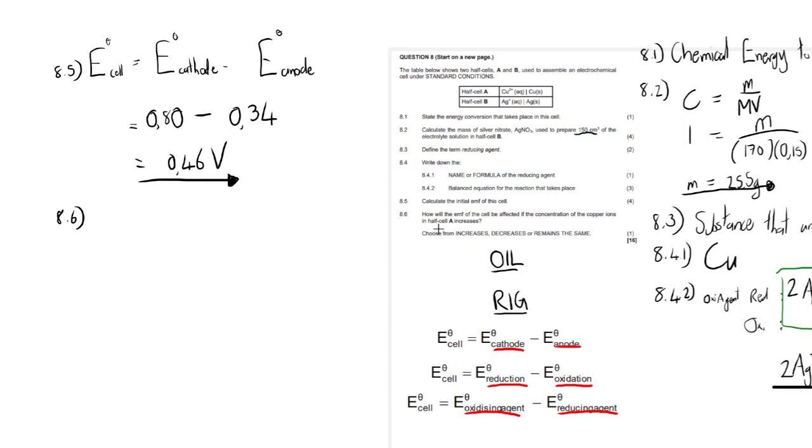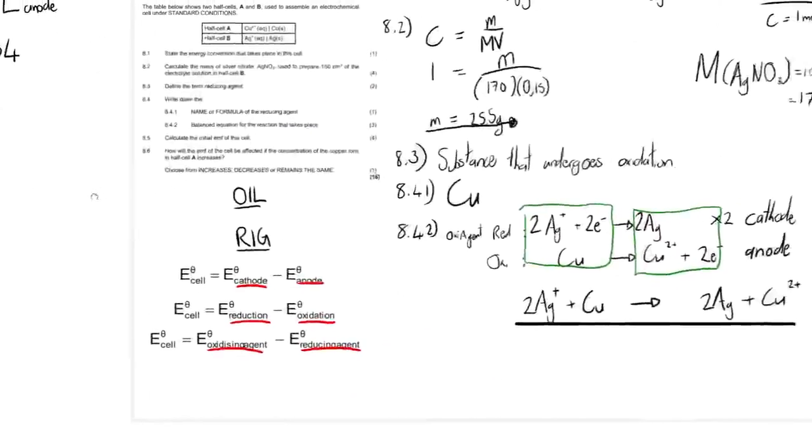Let's have a look at 8.8.6. How will the EMF of the cell be affected if the concentration of the copper ions in half cell A increases? And so what I just mentioned there was, if the concentration goes down, then we will have a lower voltage, a lower EMF. But now what is going to happen with the concentration of the copper ions in half cell A?